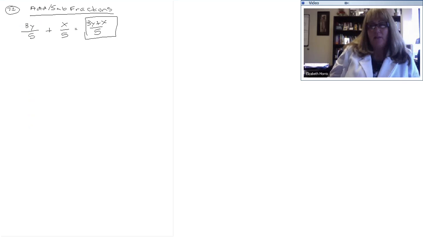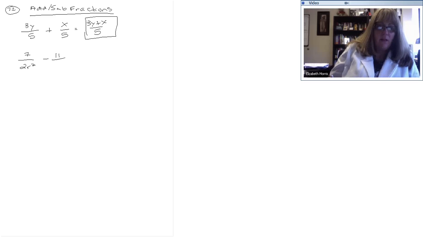Now, if everything was that easy, wouldn't math be so much better? But it's not. So let's look at another one that's fairly simple. And the reason why it's fairly simple is because the denominators are the same. You don't have to change anything. Okay, denominators are the same. They stay the same. What is 7 minus 11?